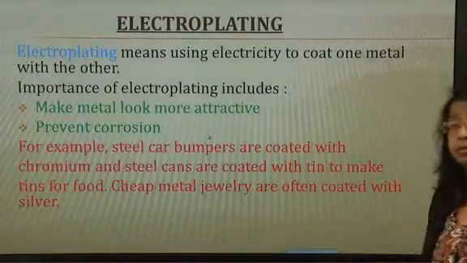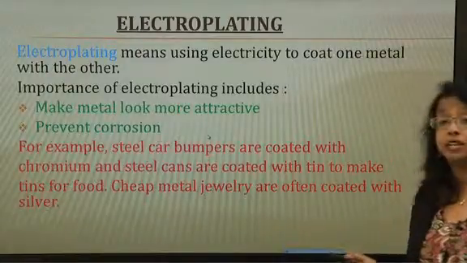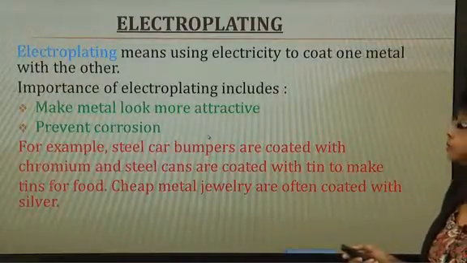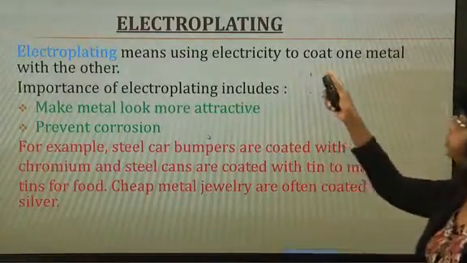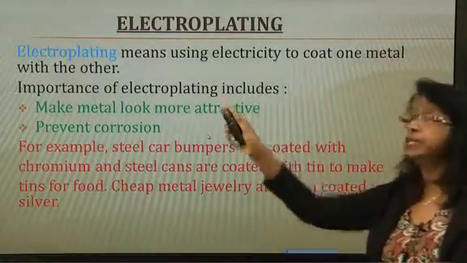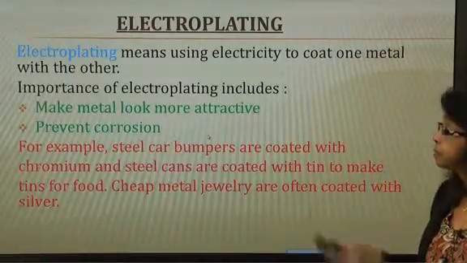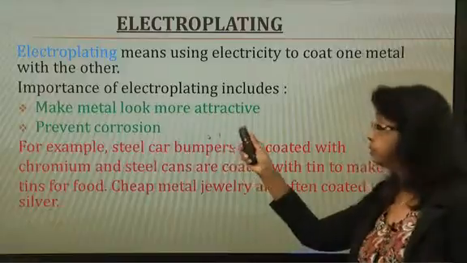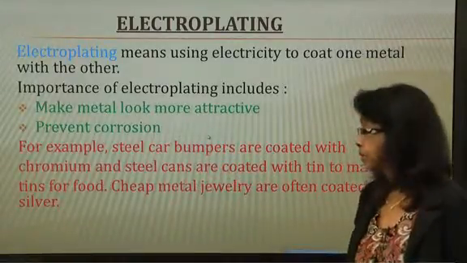Let's look at the second use of the copper(II) sulfate solution's electrolysis, which is electroplating. What is electroplating? It means using electricity to coat one metal with another. Why do you need to coat a metal with another? It's simply to make the metal look more attractive, and in the second case, to prevent corrosion.